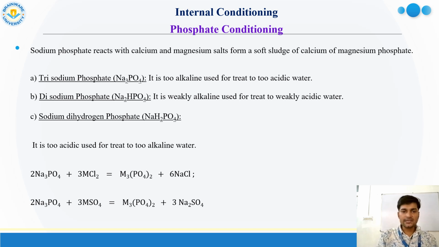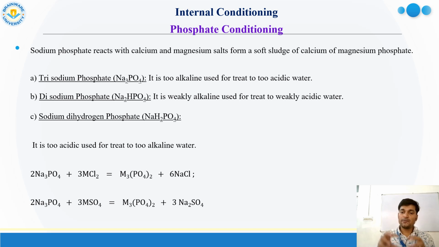So in phosphate conditioning, normally we use three types of sodium phosphate salt: trisodium phosphate, disodium phosphate, and sodium hydrogen phosphate. When this phosphate reacts with metal chloride, MCl, or metal sulfate, it will form metal phosphate, and sodium chloride or sodium sulfate is liberated out.